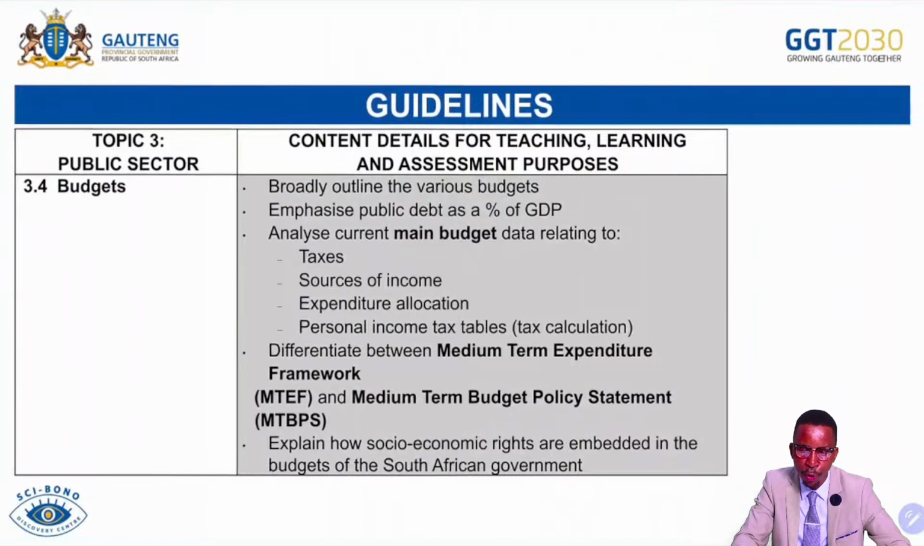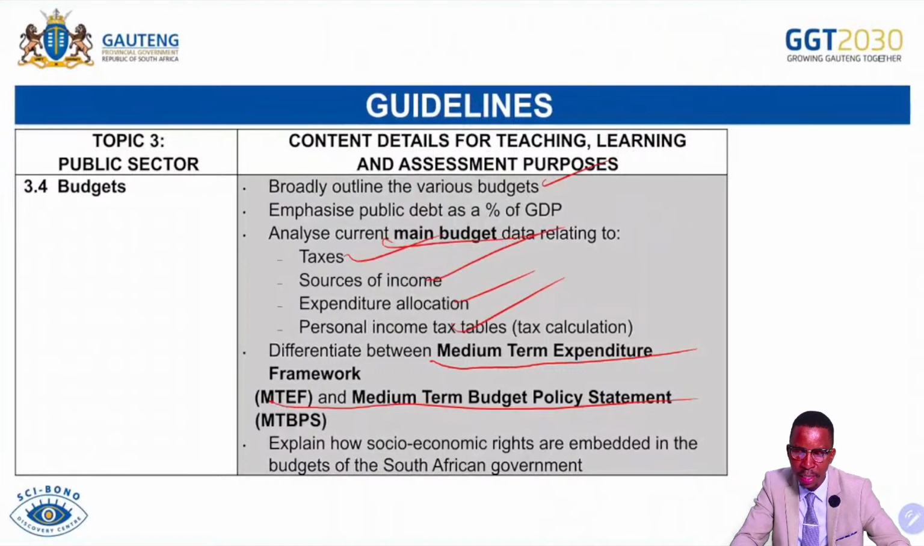Then we go further to broadly outline various budgets, where we talk about the national budget, provincial budget, and local budget. And then we differentiate between MTEF and MTBPS, the medium-term expenditure framework as well as the medium-term budget policy statement. And then also analyze the main budget taxes, sources of income allocation, as well as the personal income tax table, where we will have the table provided to you in terms of income tax brackets. Explain how socio-economic rights are embedded in the budget of the South African government.